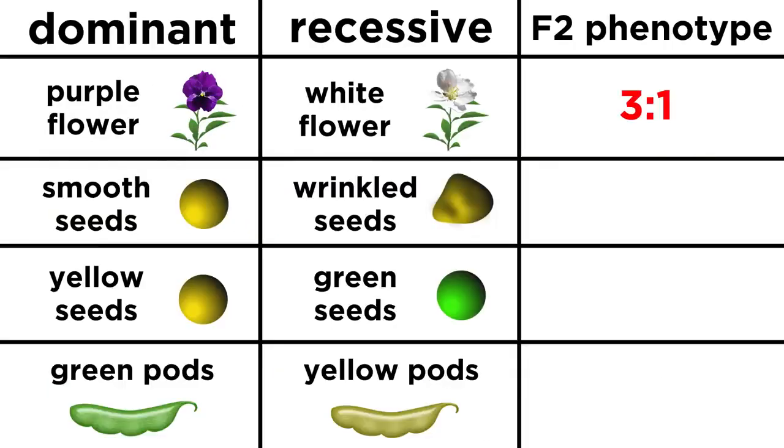This combination of dominant and recessive traits was observed for many other aspects of the plant, and precisely the same 3-to-1 ratio was observed when examining the phenotypes in the F2 generation for smooth versus wrinkled seeds, yellow versus green seeds, green versus yellow pods, and so forth.